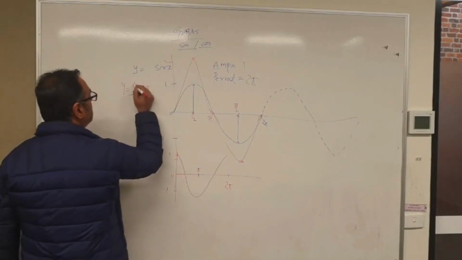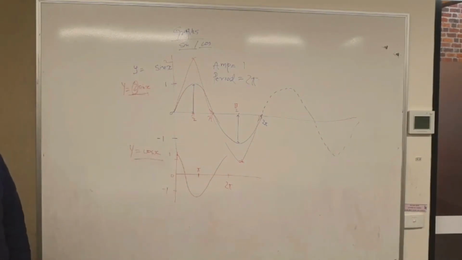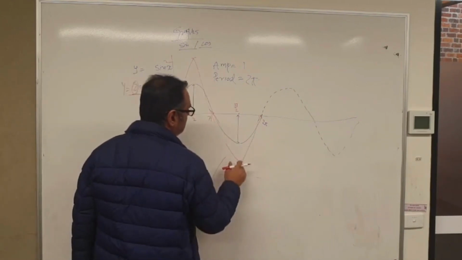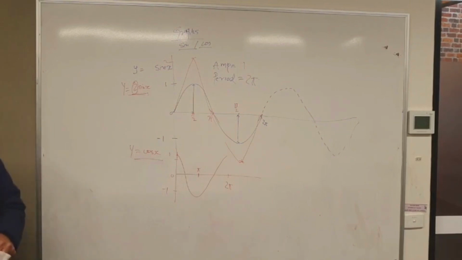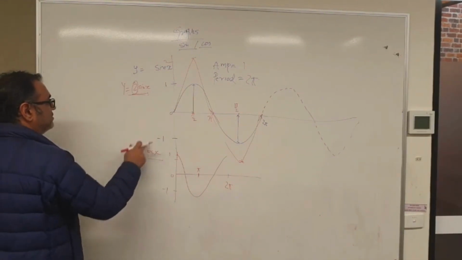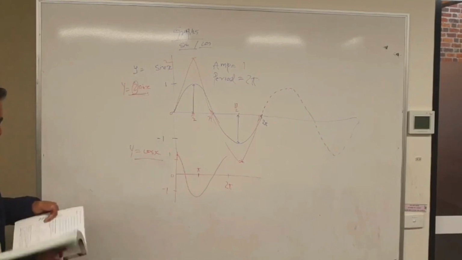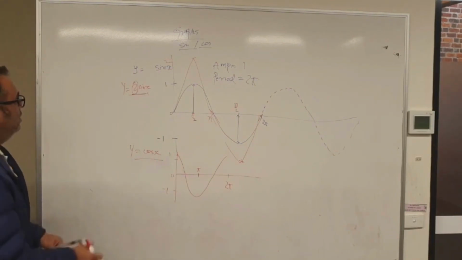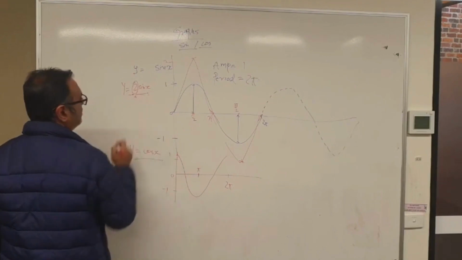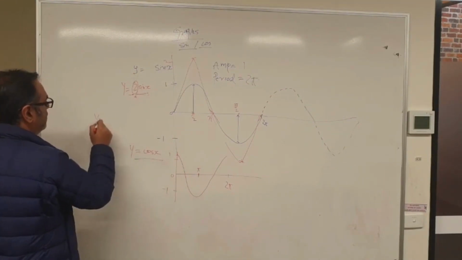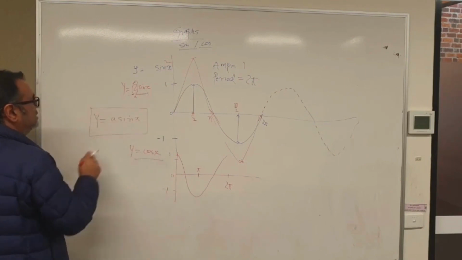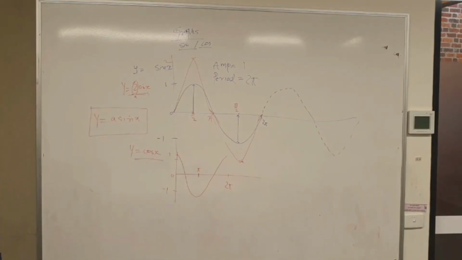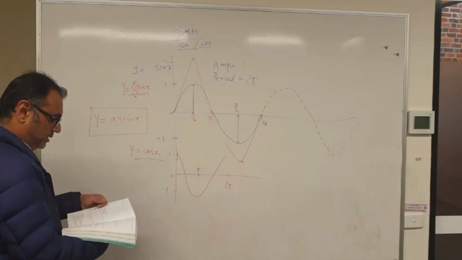So that means this number here defines what the amplitude is, the highs and the lows of the sine or the cos graphs. Same goes with cos as well. So let's say that I call this number A. So y equals A sine x, A is the amplitude of the graph. Romel, you there? Yeah. Cool.